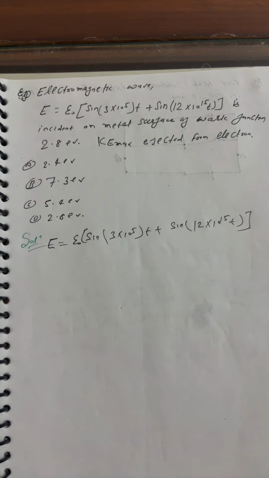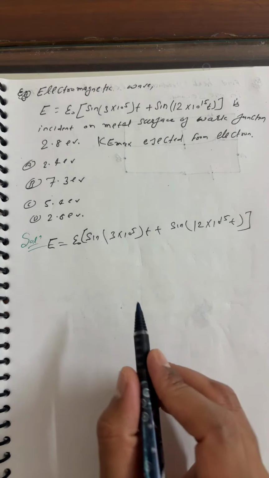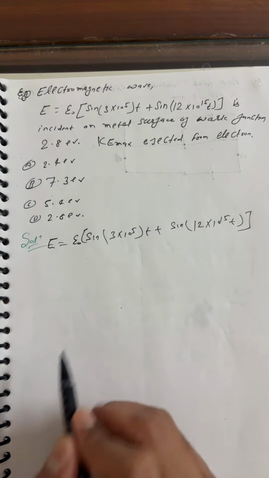We want the kinetic energy, right? So what can we do? What's better for us? Beta, kinetic energy is a function of frequency only. You can think like that, right? So beta, what is the frequency? Frequency is associated with omega.